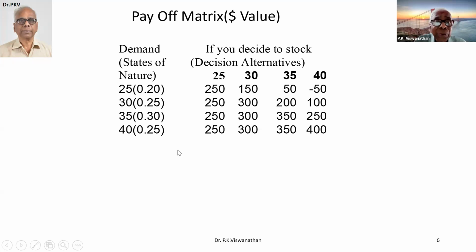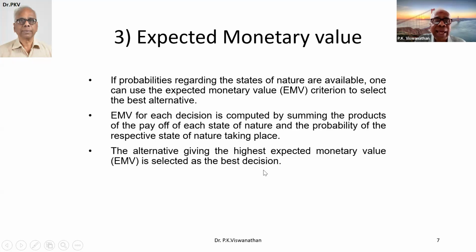Now, mind you, this cash flow 250, 250, 250, 250 occurs with the probability 0.2, 0.25, 0.3, 0.25. So every column, the probability is there. It is not that you are going to get 150 all the time, only 20% of the time. So what I do is I use probability as the weights and find out the expected monetary value.